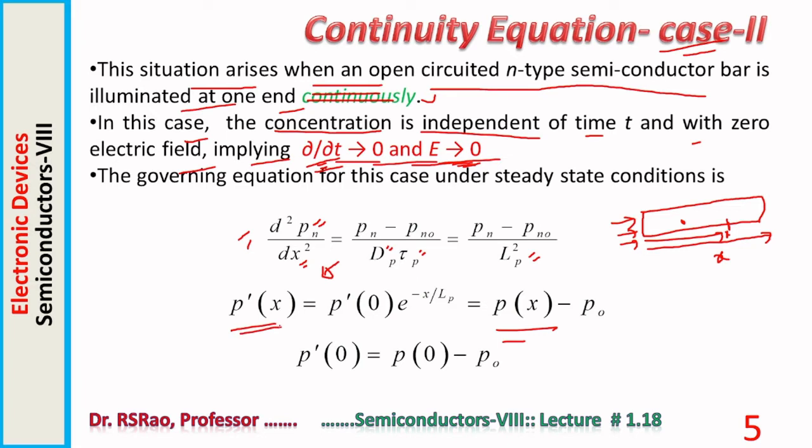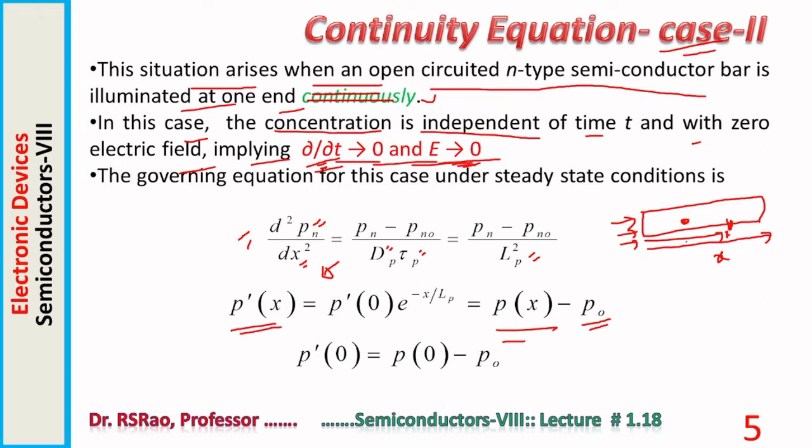P prime at a distance of x. P prime means whole concentration due to illumination. At any point in the slab, whole concentration consists of two components: one due to illumination, another due to thermal generation.